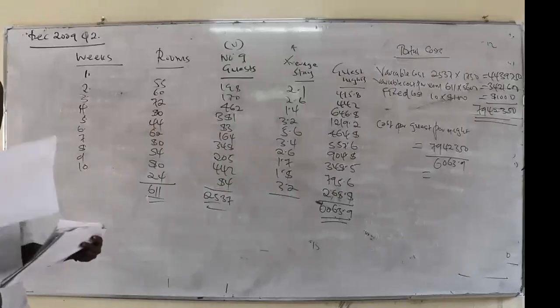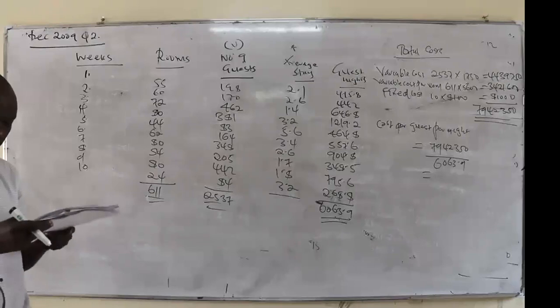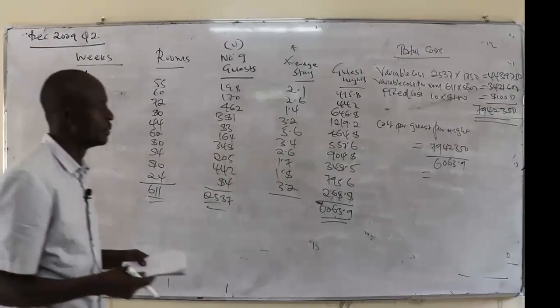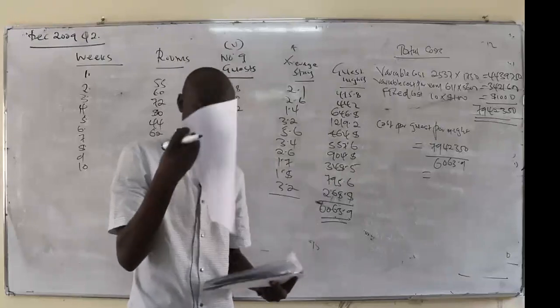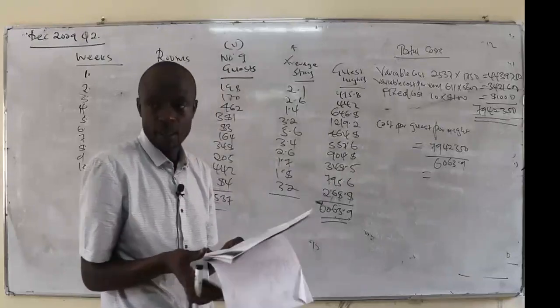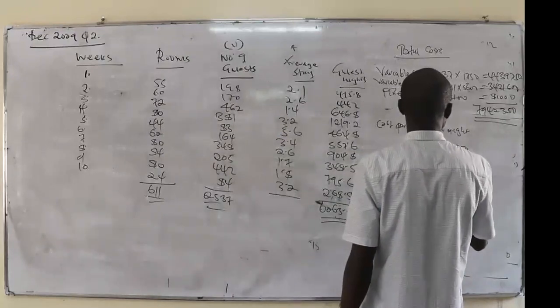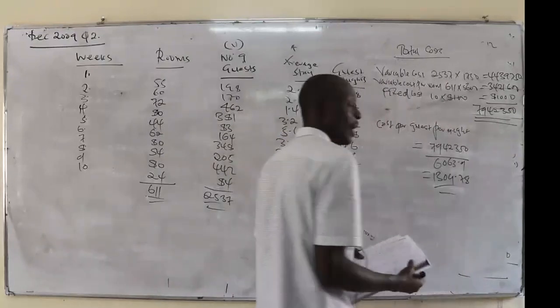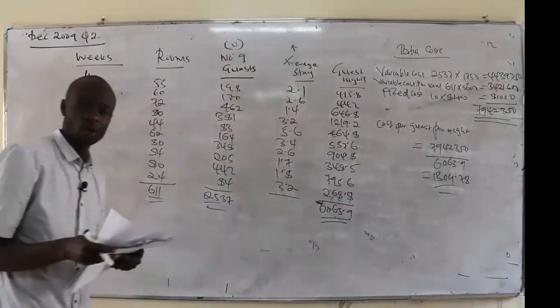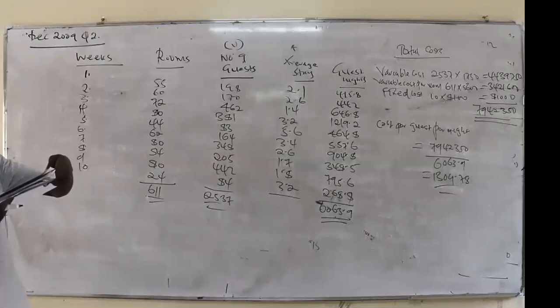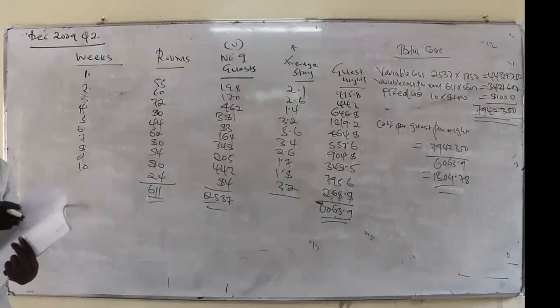How much do you get? 1309. So that is the cost per guest per night. That is what the question wanted us to do.